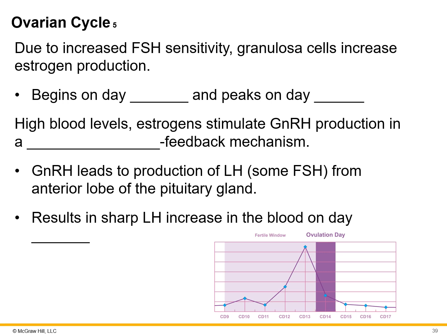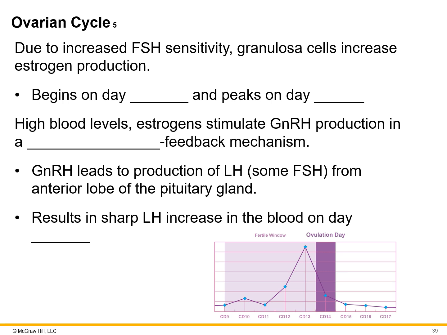Due to that increased FSH sensitivity, the granulosa cells are going to increase estrogen production. This is going to begin on day 7 and peak on day 12. We're going to have high blood levels. The estrogens are going to stimulate GnRH production with a positive feedback mechanism, because we have more estrogen, which is going to lead to more GnRH, which is going to lead to more LH. So GnRH is going to lead to the production of LH from the pituitary gland.